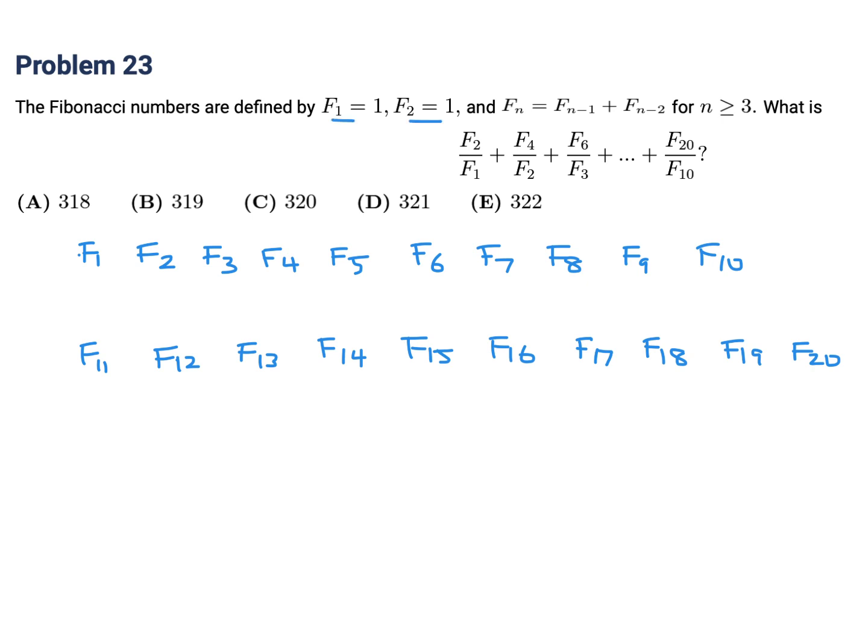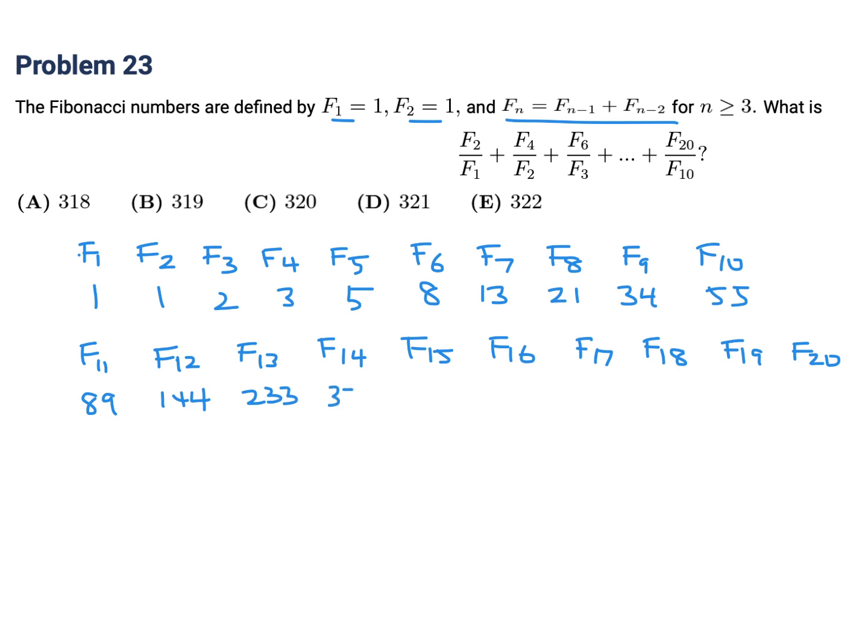Okay, so these ones are 1, 1, and then you just use this recursive formula to find all the other guys. So it's going to be 2, 3, 5, 8, 13, 21, 34, 55, 89, 144, 233, 377, 610, 987, 1597, 2584, 4181, and 6765.